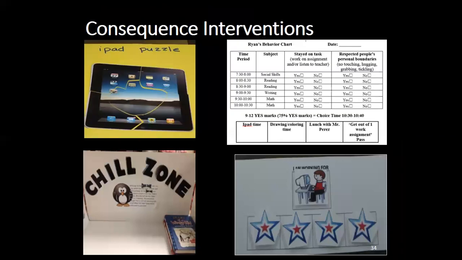Consequence interventions are how we respond to either the problem behavior or the appropriate replacement behavior after the behavior has occurred. Remember, consequence is always after the behavior. For example, if the student is demonstrating escalating behavior, we would teach the student to use the chill zone. And we would also use, as Julie explained previously, the procedures on how to calm down. The iPad puzzle is a great way for a student to earn puzzle pieces to a preferred activity for responding appropriately.